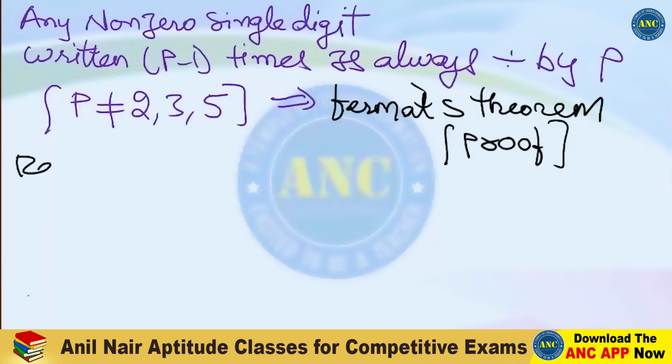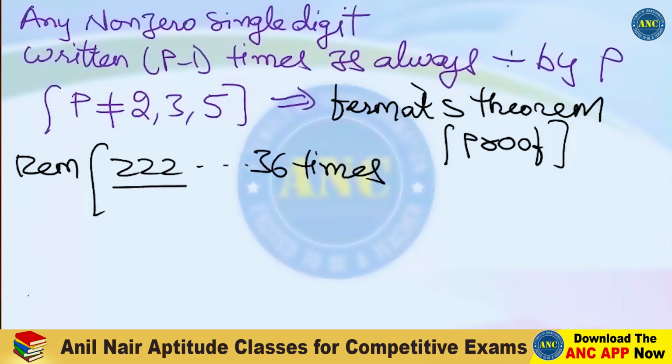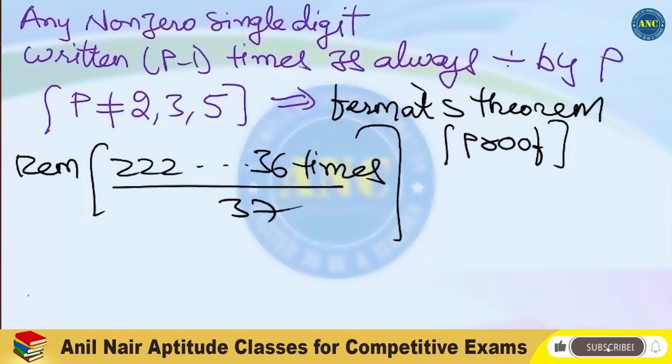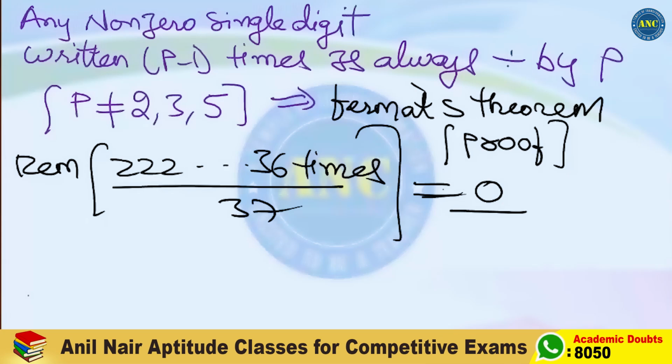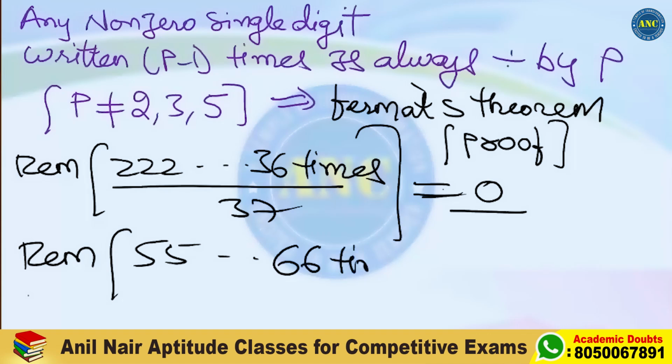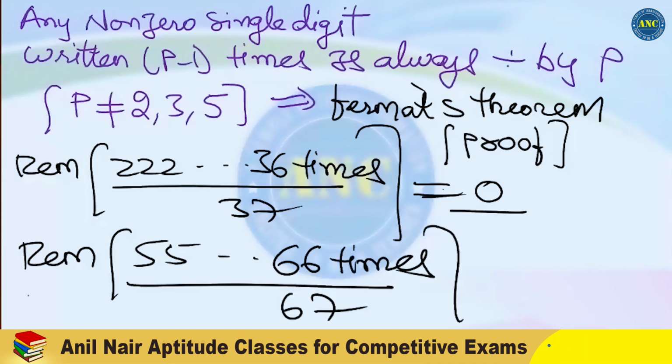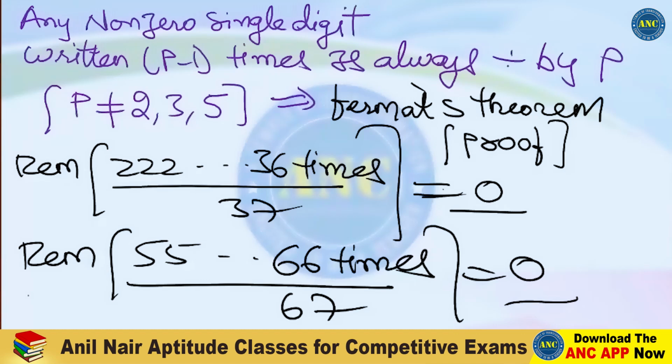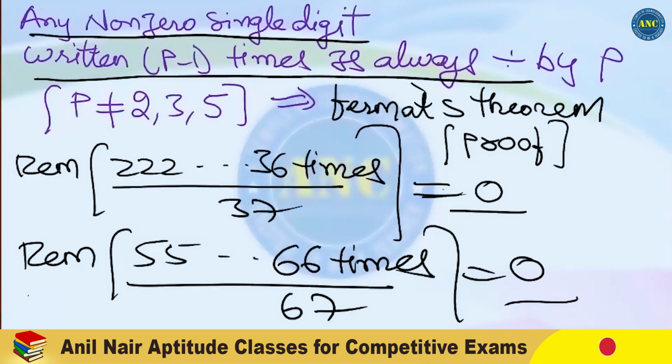Once you know this concept, the remainder of 1, 2 written 36 times divided by 37 is 0. Any singular digit written p minus 1 times is always divisible by p when p is prime. Are you all with me? 5 written 66 times when divided by 67, remainder is again 0. Any non-zero singular digit written p minus 1 times is always divisible by p, p not equivalent to 2, 3 and 5. This is Fermat's theorem proof.